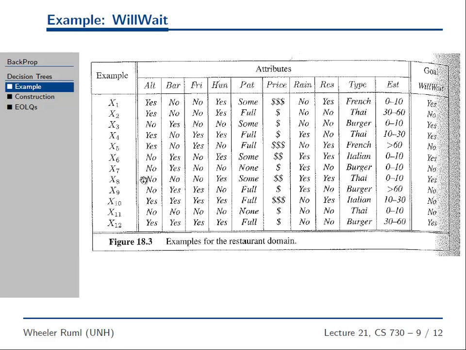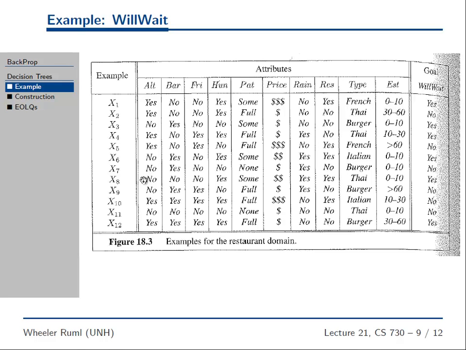What's the price of the restaurant? Is it raining? He may be more likely to wait and not go walking around somewhere else if it's raining outside. Does he have a reservation? If he has a reservation, then it's pretty likely they'd seat him soon, you'd think. What type of restaurant is it? And this is the estimated wait time. And then this is what he actually did.